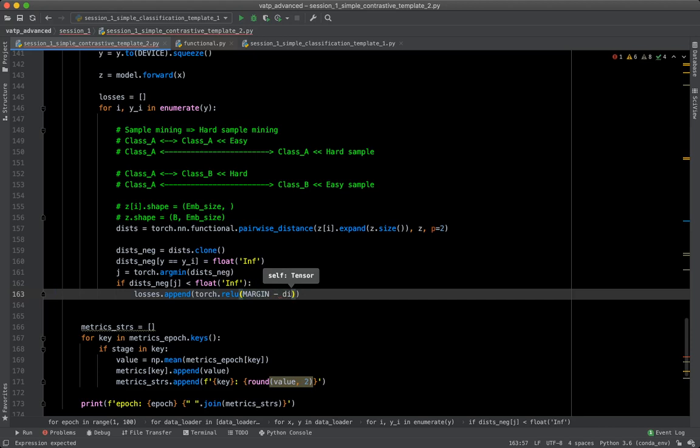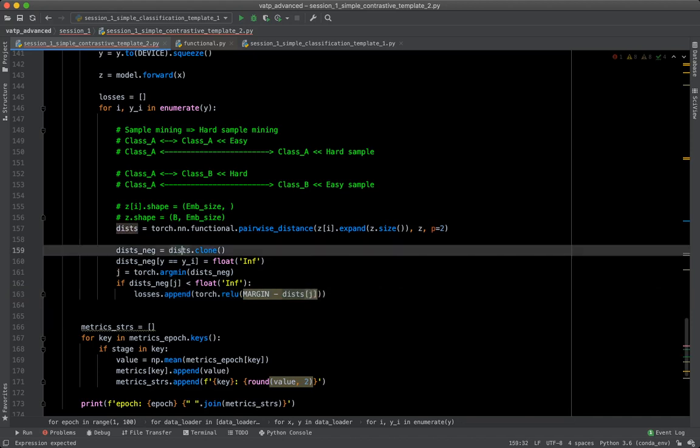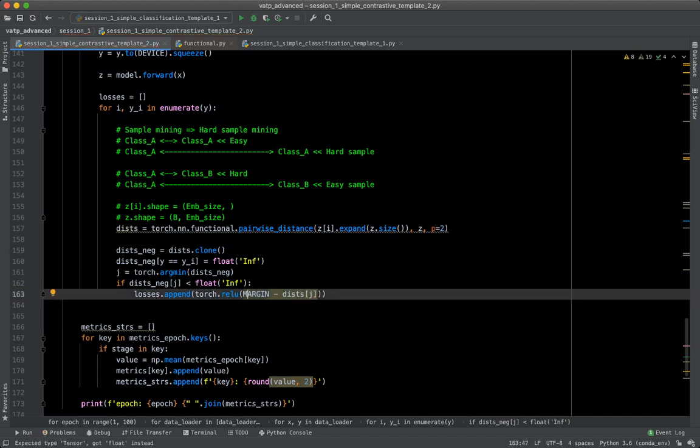Actually, the interesting thing is to make sure that the clone doesn't mess things up. I will use the dists directly from here, with a J, like that. I just don't want to risk that the clone would break my gradient. So I think that's fine. Right. So the first part is ready.